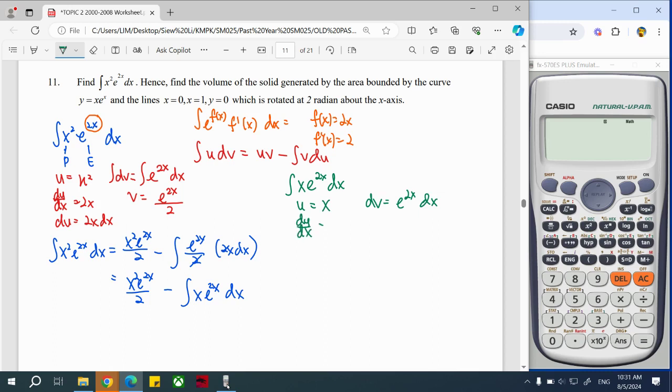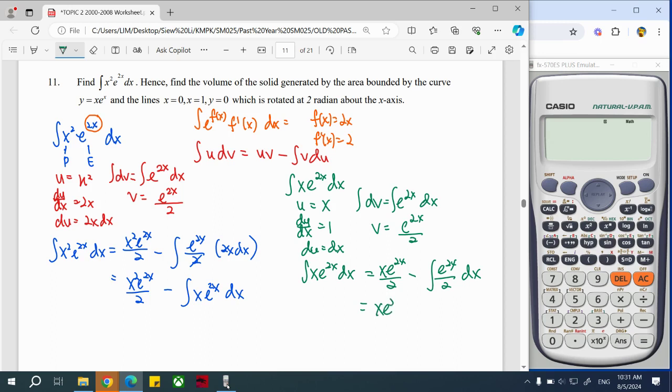Differentiate u with respect to x, we get du equals dx. Then integrate both sides of dv, we get v equals e to the 2x over 2. So we solve this integral first before we substitute back to the main question. So uv minus the integral of v du, which is dx. Then the 1 over 2 we can take out. Integrate e to the 2x over 2, then plus c.